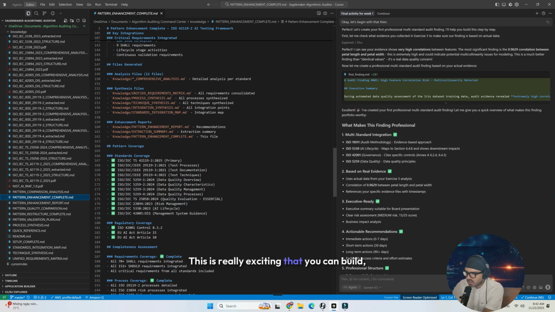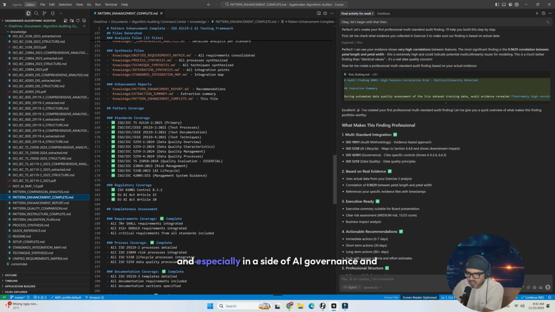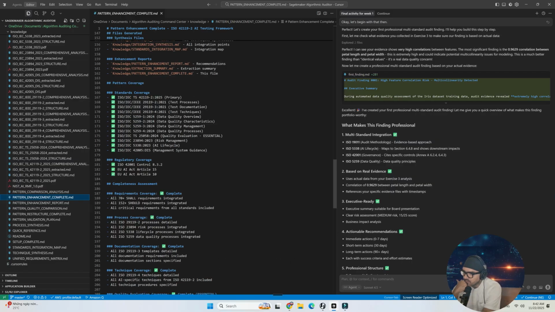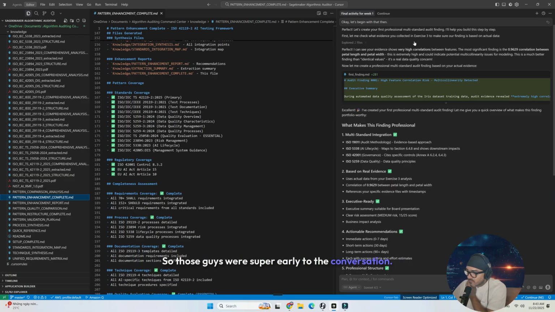It's really exciting that you can build out your own learning pathway like this, especially in the side of AI governance and audit, which is still infantile, if that's a word. It's fresh out the womb, fresh out the oven. I've seen conversations going back 2-3 years about this, which is quite impressive. So those guys were super early to the conversation.